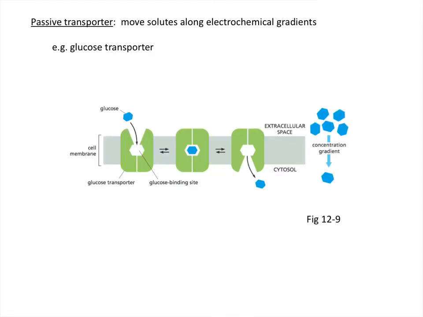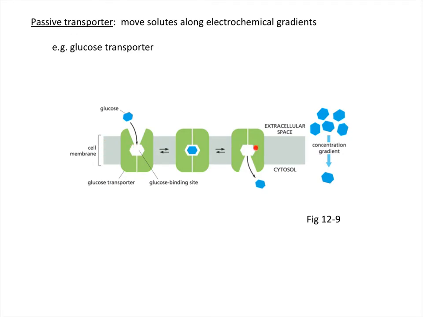Now I'm going to talk about one type of transporter, specifically a passive transporter. As you can see, transporters move solutes along electrochemical gradients. And we're going to use the glucose transporter as our key example for this. So you want to know the details about how the glucose transporter works. Just FYI, the glucose transporter is embedded in a membrane. So you can see the cell membrane here.